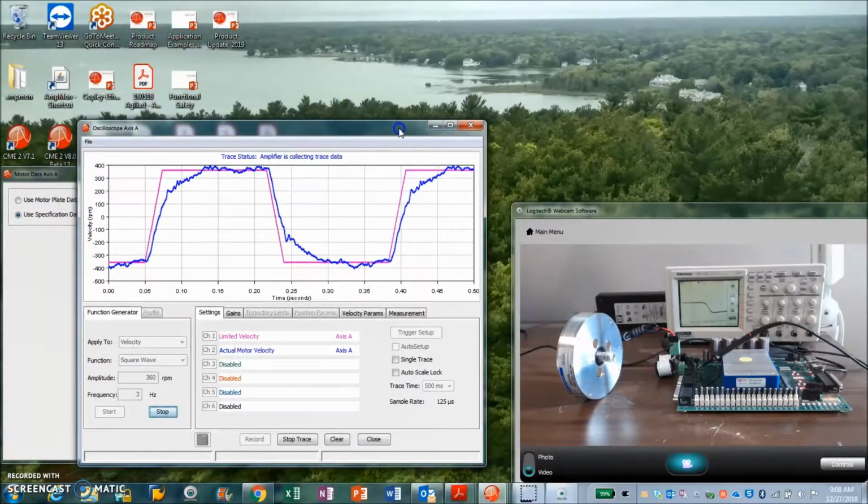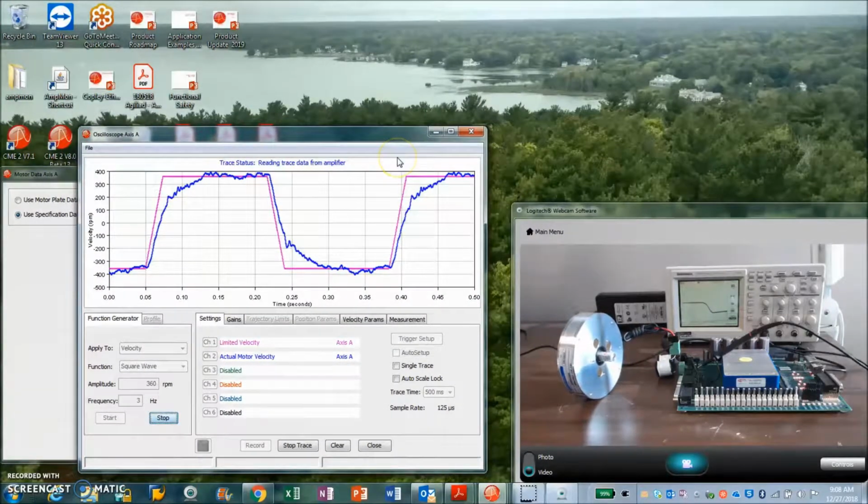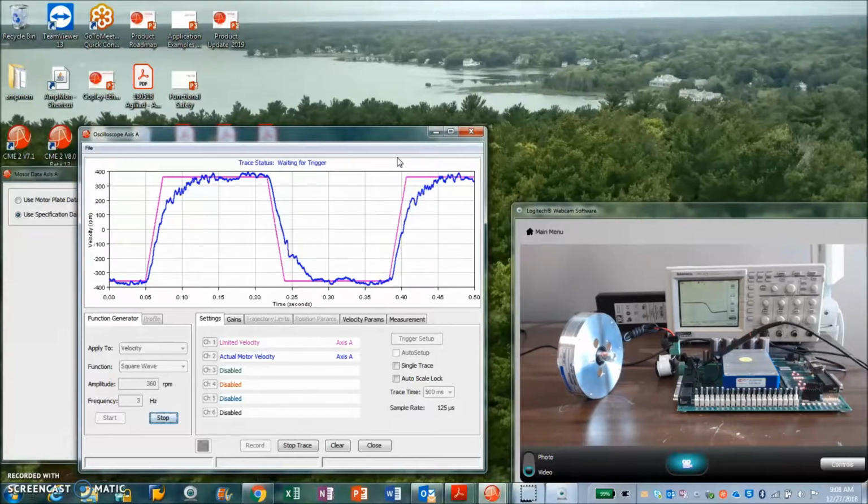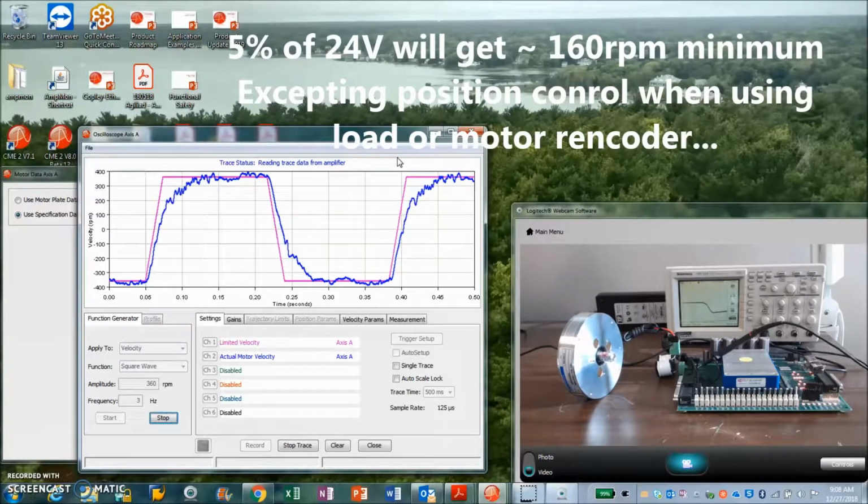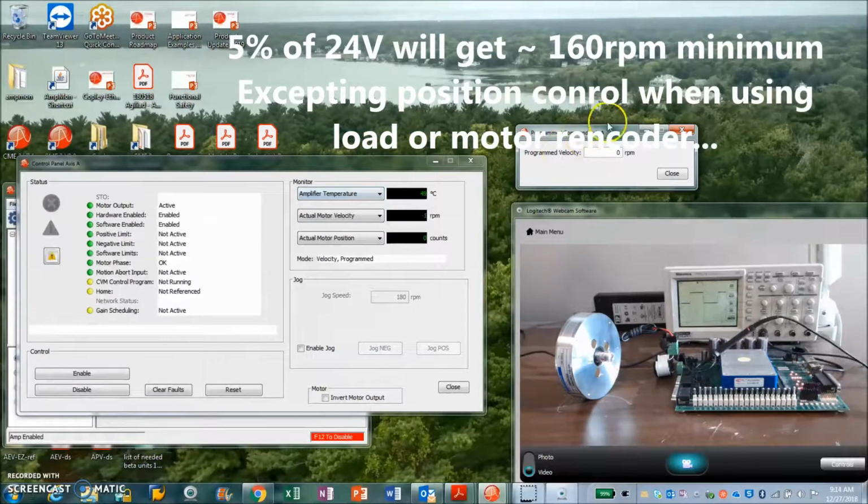What you'll notice is that you'll get about 5% of the DC bus voltage for controllability. So with 48 volts, that's a couple of volts. So a few hundred RPM seems to be fine here.